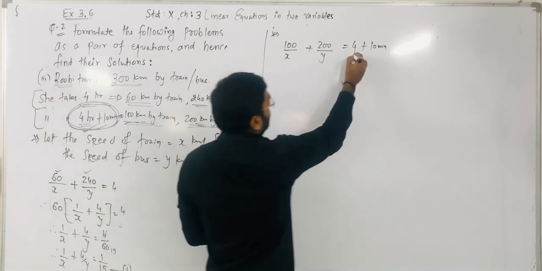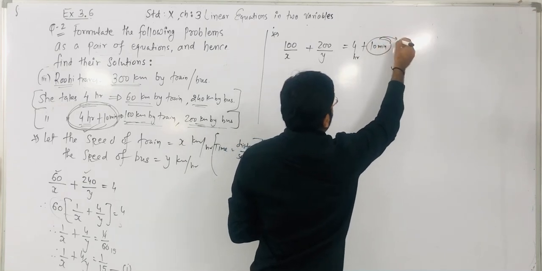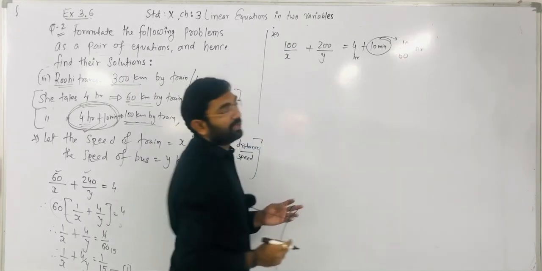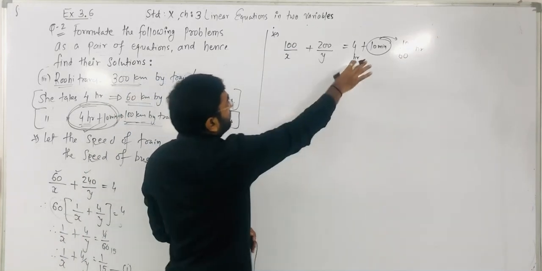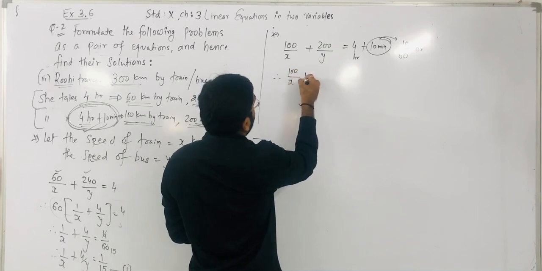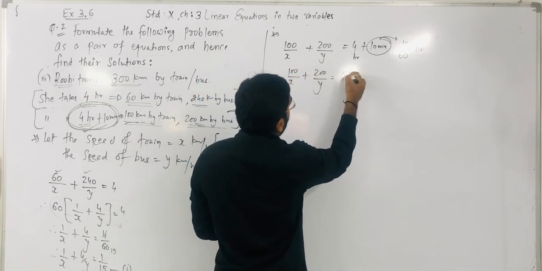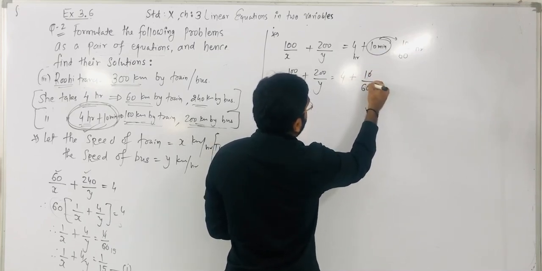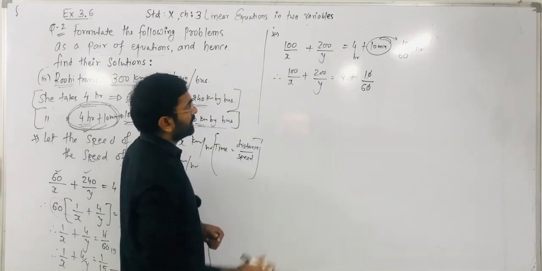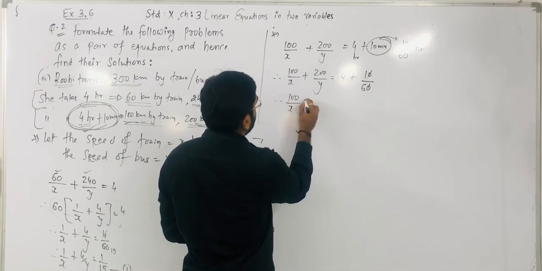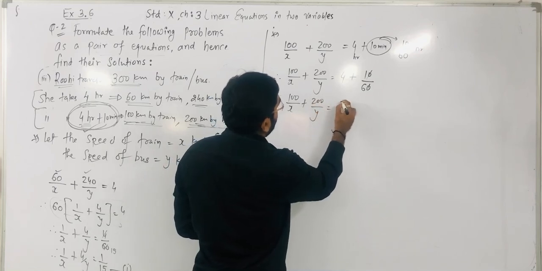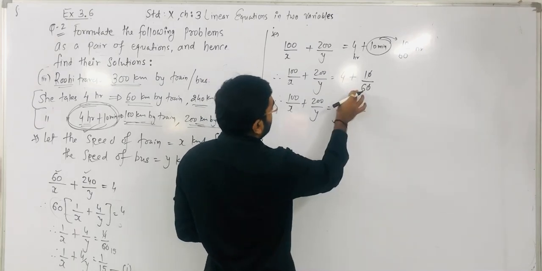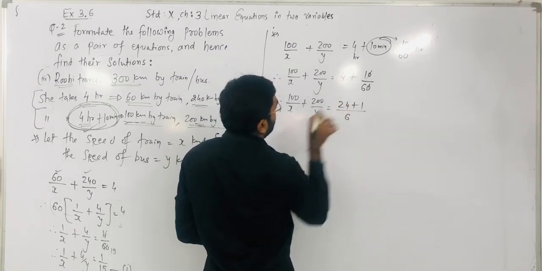Now this is in hour form, so we want to convert that minute into hour. How do we convert? 10 divided by 60, so we get our answer in hour form. So we can rewrite the equation: 100 by x plus 200 by y is equal to 4 plus 10 by 60, the zeros cancel out, so 4 plus 1 by 6. We take 6 as the LCM, so 6 fours are 24, plus 1.